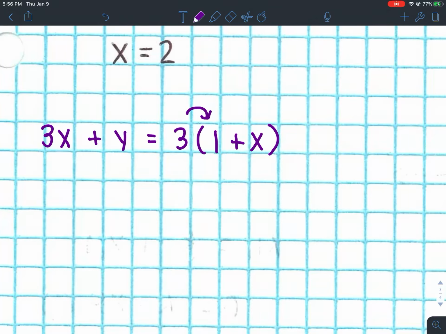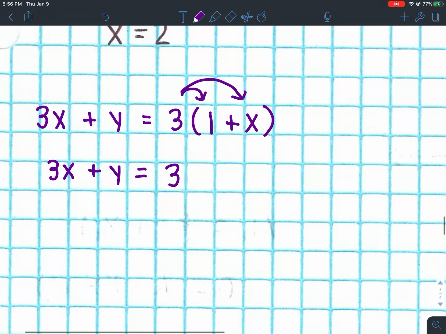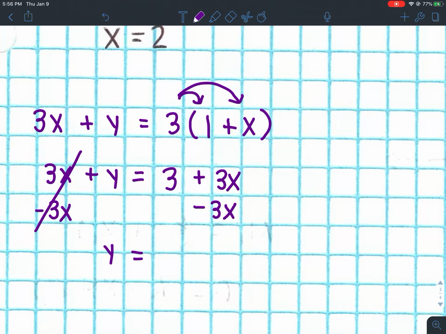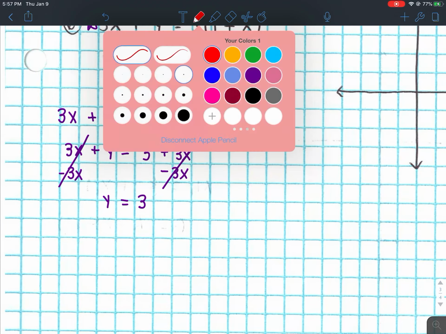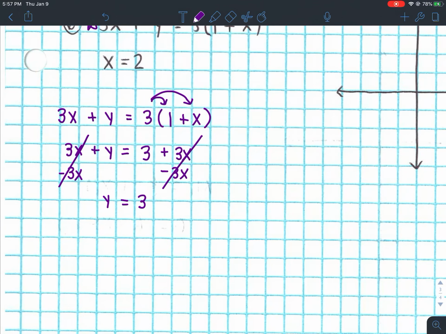I distribute. So I have 3x plus y equals 3 times 1 is 3. 3 times 3x is positive 3x. I still don't have y by itself, so I'm going to subtract 3x on both sides. Well, 3x minus 3x becomes 0 on that side, so I just have y left. And then I have 3, and then 3x minus 3x is 0. It also cancels. 3 minus 3 is 0. So then I just have y equals a number. If I have just y and a number, it means it's either a vertical line or a horizontal line.